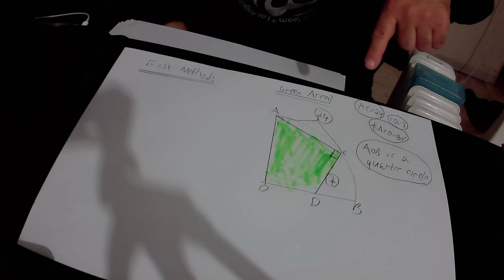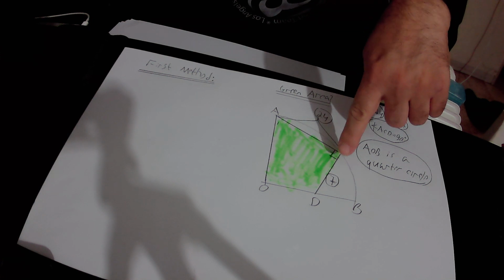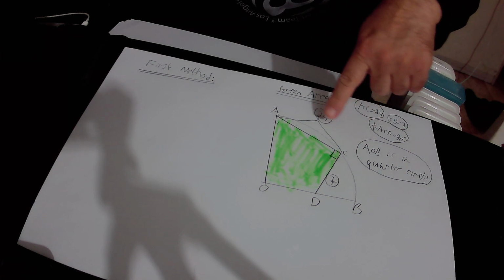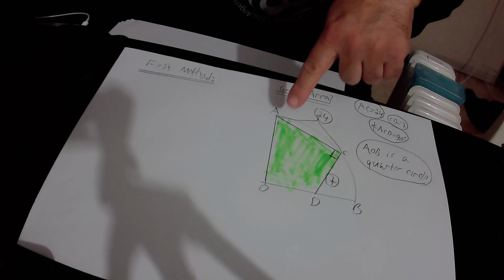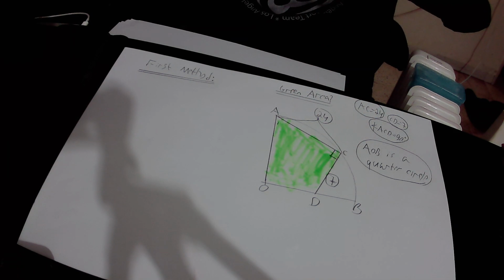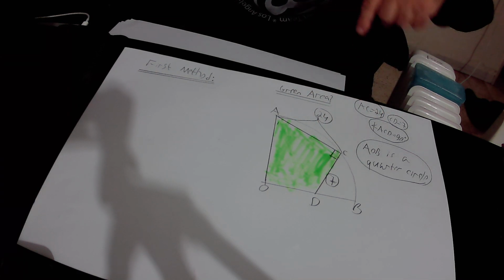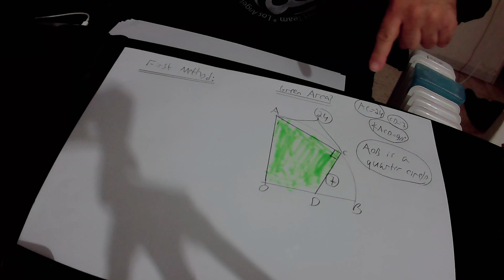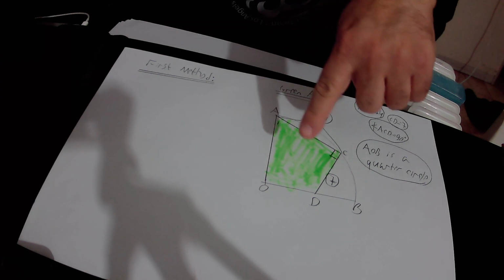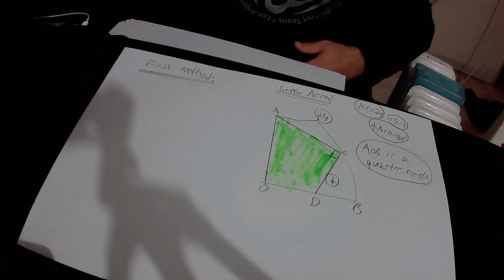In addition, we know that side CD of the quadrilateral equals 7 units, side AC of the green quadrilateral AODC equals 24 units, and this angle ACD equals 90 degrees. Again, our mission is to find out the area of quadrilateral AODC. Okay, so we'll start with the first method.